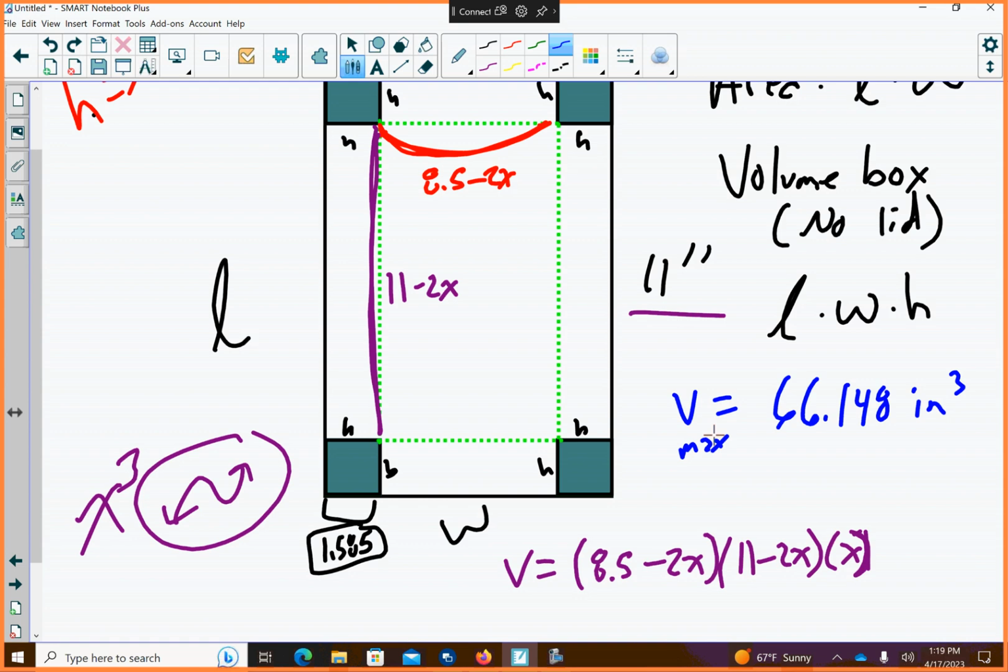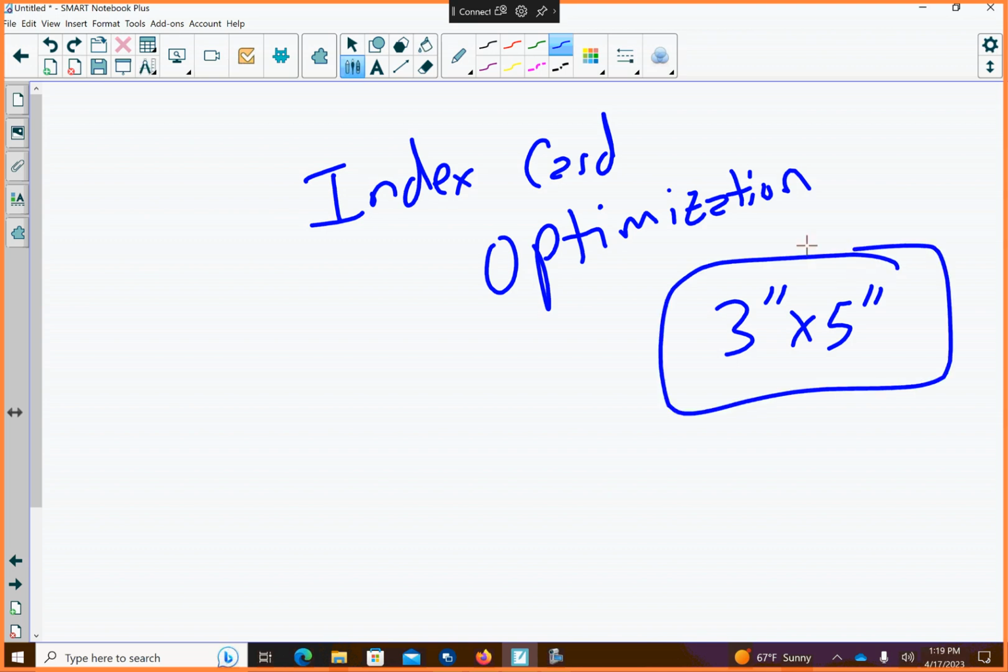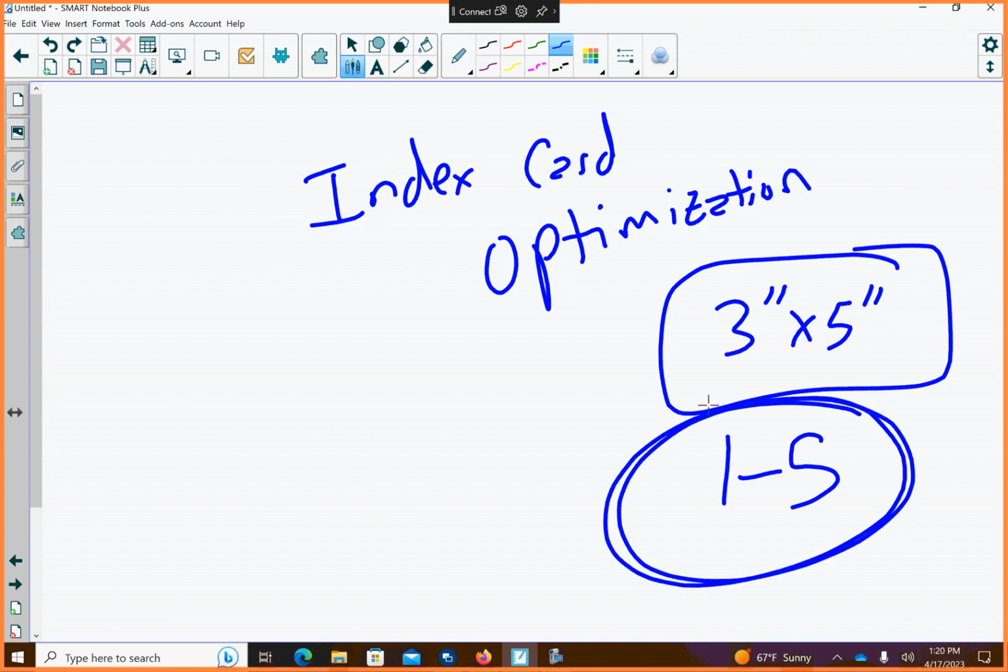Okay, so with that known, I truly feel that you have the opportunity to do the page that says index card optimization. And just realize you're using a 3-inch by 5-inch card. You don't have to have one. But I think if you do problems 1 through 5 on that page, I'll mark that off tomorrow. And then what am I also doing tomorrow? What's going to happen tomorrow? Quiz, 1-sheet quiz. Yeah, the 1-sheet quiz.